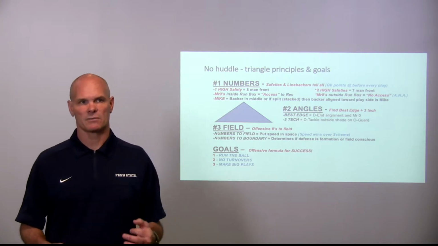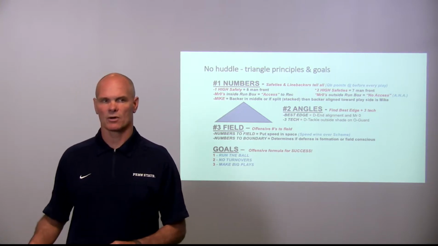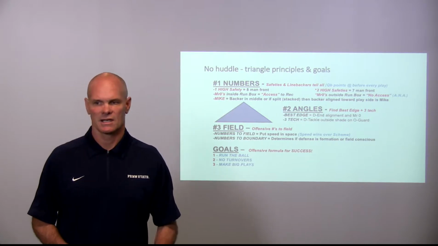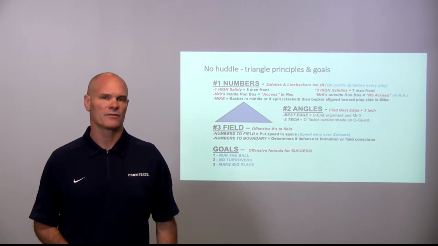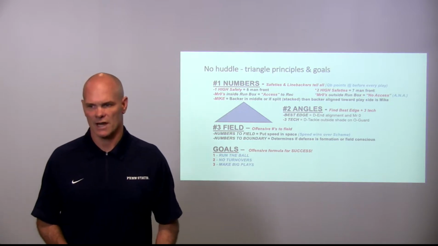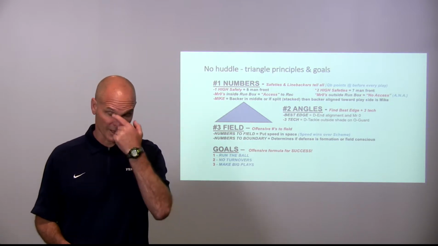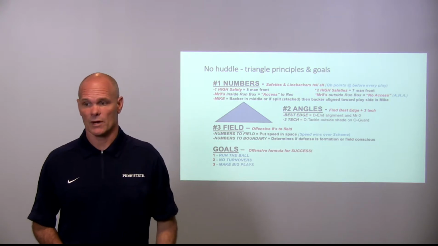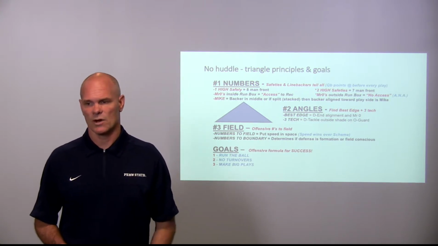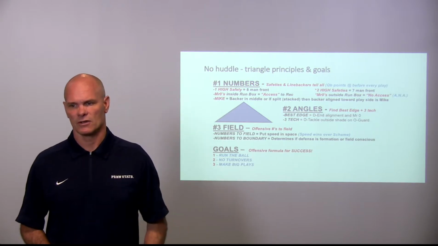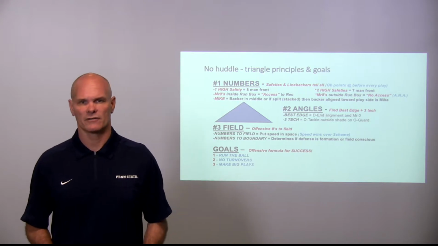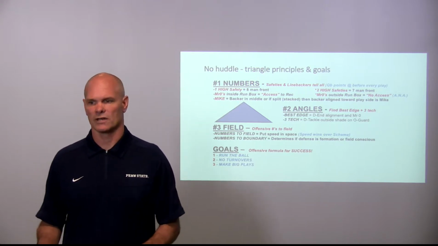Okay. Number 2, our angles. We want to find the best blocking angles, and we start from going outside in. We're a speed team, so if we have a good edge, we're going to take that. Next, then we look and try to find that 3-technique defensive tackle. Kind of tells us where their gap responsibilities are. And then last is the field. We want to go ahead and put our offensive numbers or speed in space. 2 ways to do that is just put numbers to the field, but also then you can put numbers into the boundary and we can determine if the defense is formation or field conscious.